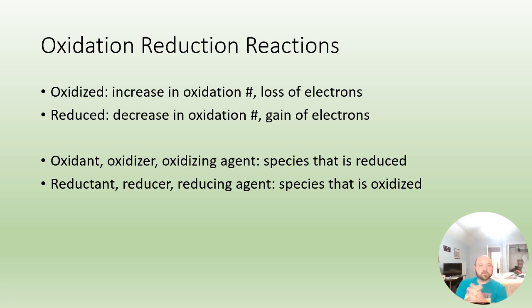The thing that is oxidized, whatever species is oxidized, is referred to as the reductant or the reducer or the reducing agent, because it is what is actually taking those electrons. It's oxidizing something else or causing something else to become oxidized. So be careful with those terms. It's easy to get those turned around. Whatever is reduced is the oxidizer. Whatever is oxidized is the reducer or reductant.